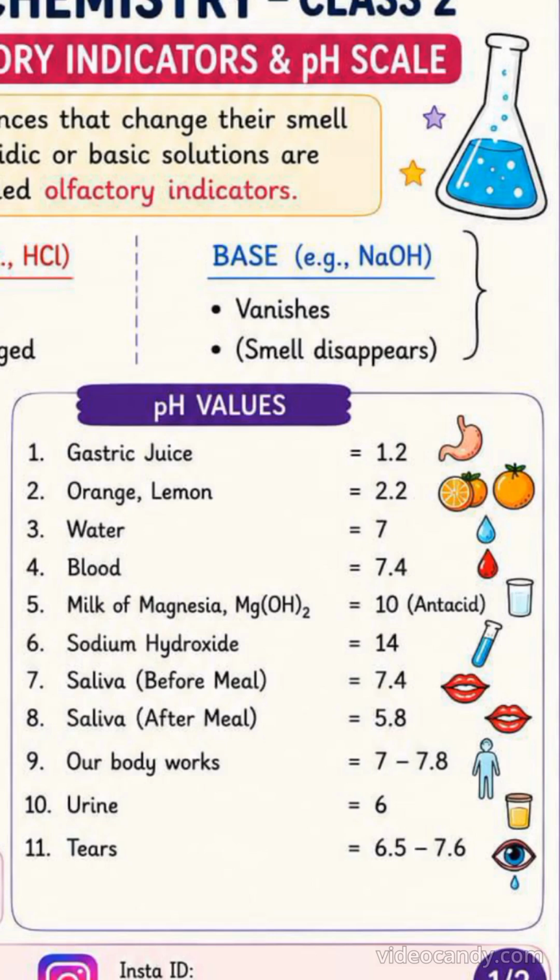Our whole body works overall with a pH of 7 to 7.8, and our urine, after concentration and before passing out, has a pH value of 6, and our tears usually have a pH value of 6.5 to 7.6.